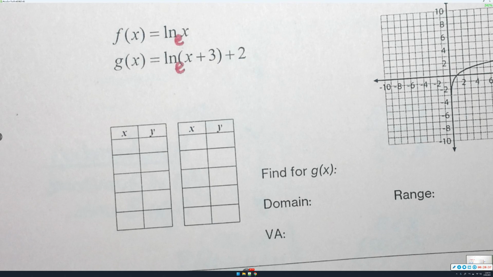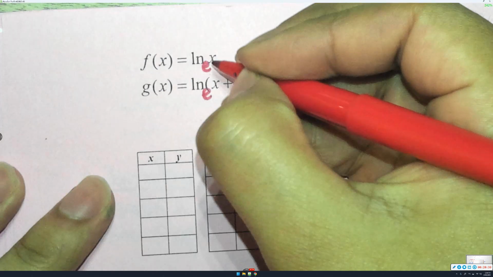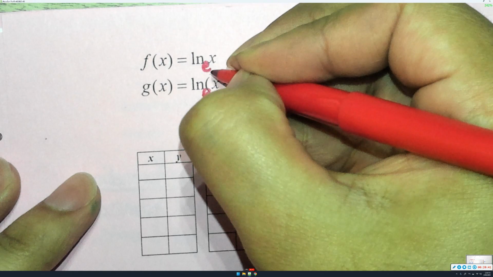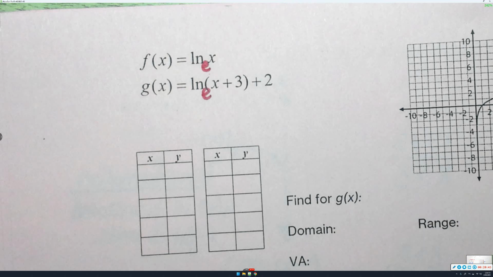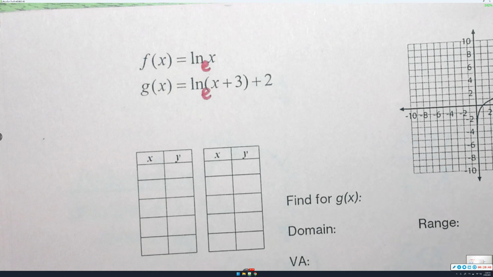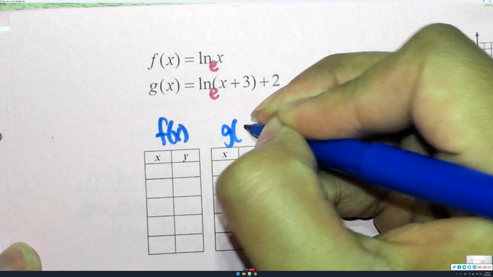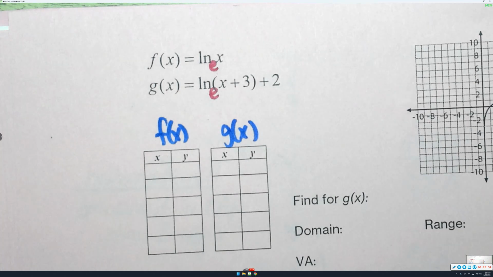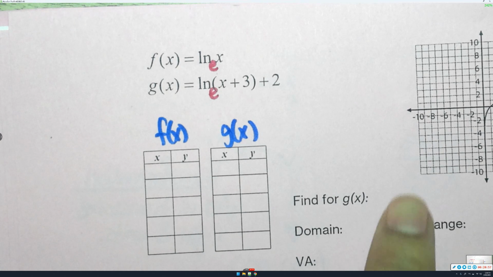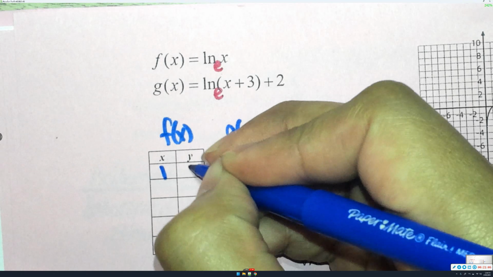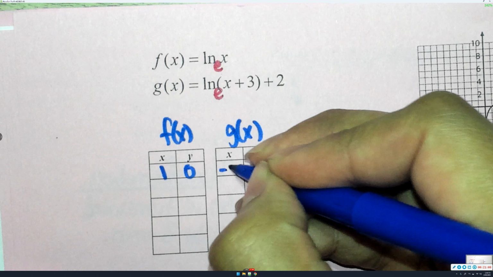Okay? Anyway, again, these are called natural logs. If you ever see ln, it has a base of e. It's referred to as a natural log. Okay? Now, here's my first step. I'm going to label my tables. This is going to be for f of x. This will be for g of x. And it actually turns out that if I'm working with this type of coordinate grid where it's going to the tens, I only have 1 point of accuracy for the natural log, or at least this one. I have 1, 0. I have -2, 2.